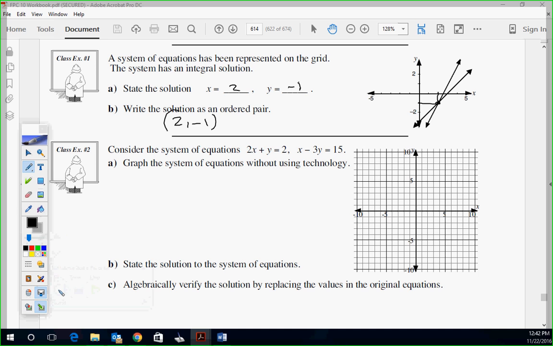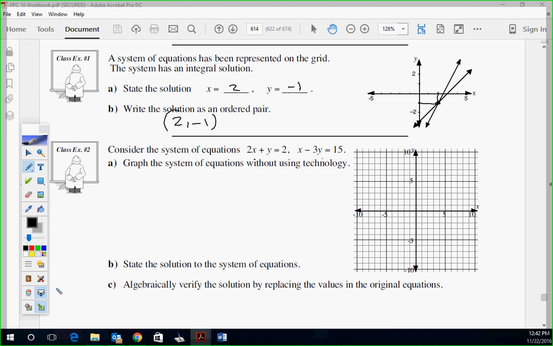Okay, consider a system of equations. 2x plus y equals 2. x minus 3y equals 15. Graph the system of equations without using technology. So we're going to show the calculator part last. I think it's actually the next lesson. So again, go ahead and try this one. First thing you've got to do is solve for y, okay? Solve for y and get that graph real quick. I'm going to give you some time here.